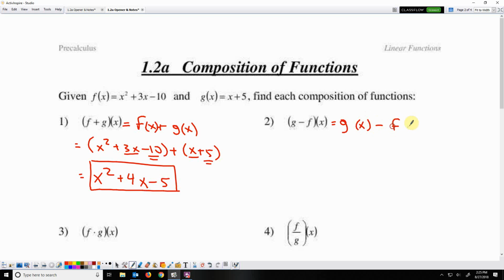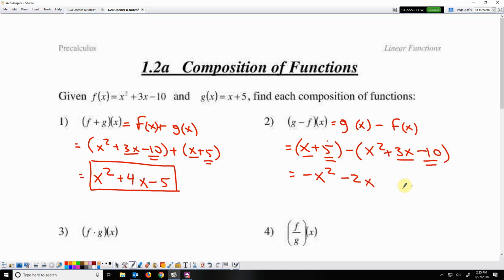So g of x minus f of x. This is one where the parentheses definitely will matter. So we want the parentheses to make sure that we remember to apply that negative to every term here in f of x. So we have no x squared here, minus x squared. Then x minus 3x is negative 2x. And 5 minus negative 10 is 15.